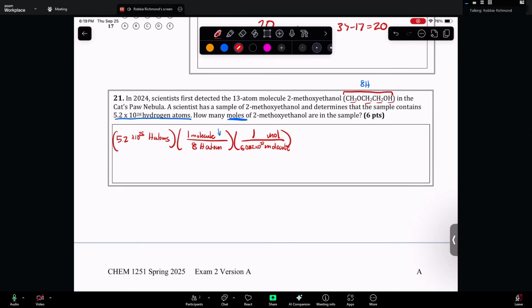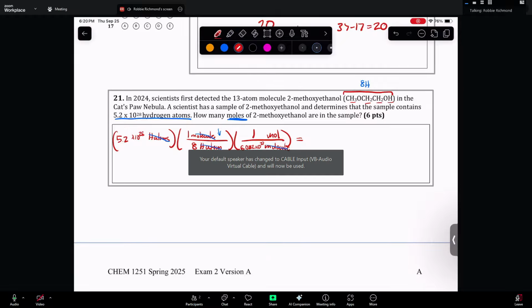Cool. Now I would stop here and look at all of our units and make sure we're canceling out to see if we're close to our answer or have our answer. H atoms, that cancels out. Molecules, that cancels out. And we're left with moles of 2-methoxyethanol. That's what we're looking for. Cool. Now, I say this in every office hour that I do. Shameless plug there. Take all of the numerators and multiply them by each other. Then divide them by the product of all your denominators.